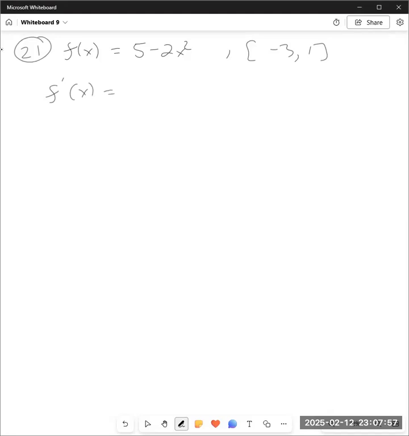f'(x) is -4x. Set that equal to 0. x is equal to 0. And I'm going to make a table of values here. f(x) includes the endpoints, -3, 0, and 1, my endpoints and my critical numbers. We're going to stick them in and calculate their y values. So 5 minus 18 is -13. 5 minus 0 is 5. And 5 minus 2 is 3.